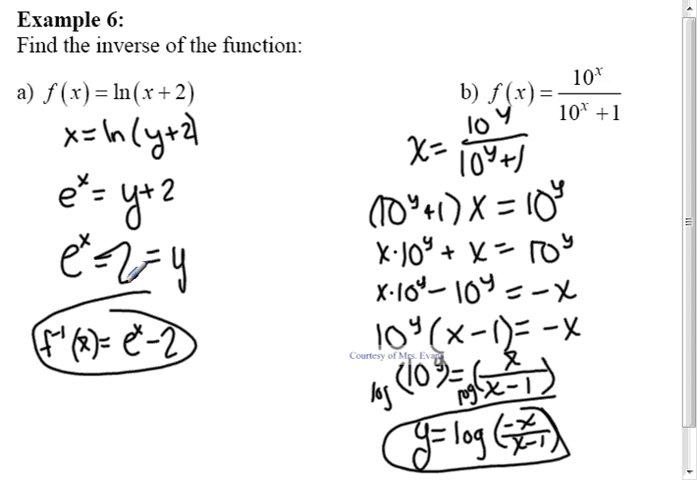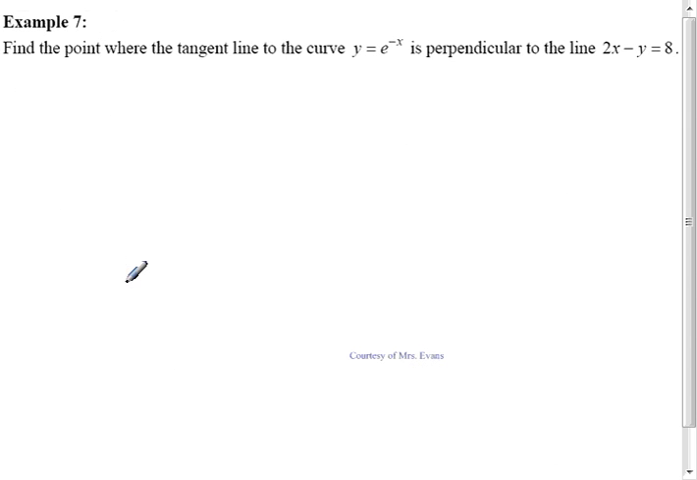Alright, so I guess we could do one more example today. Find the point where the tangent line to the curve is perpendicular to this line. Alright, so we know tangent line, we're going to have to find a derivative. So y prime equals e to the negative x times the ln of the base, which is just e in this case, and that turns into 1 times negative 1. So our derivative is simply negative e to the negative x.